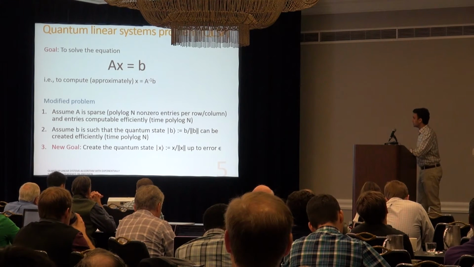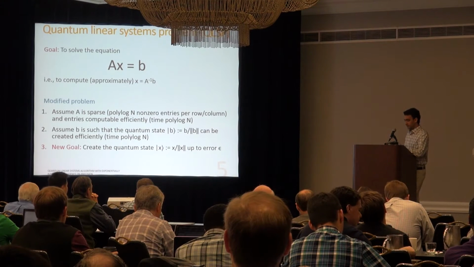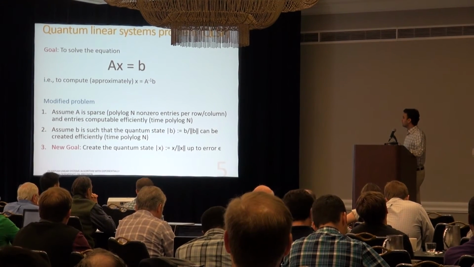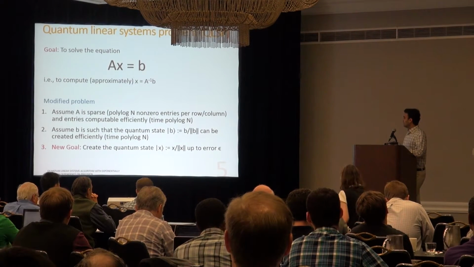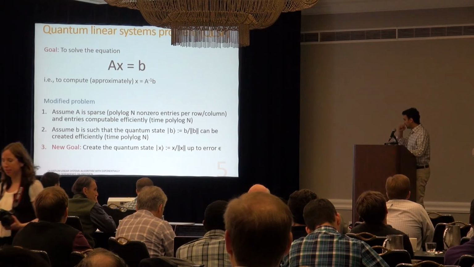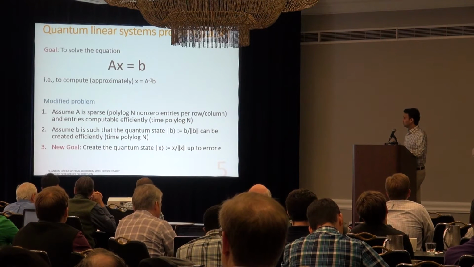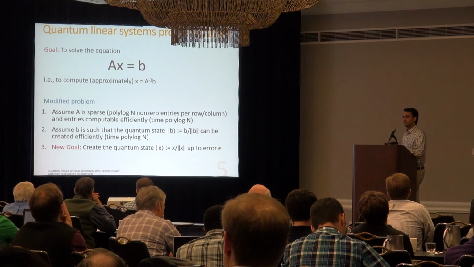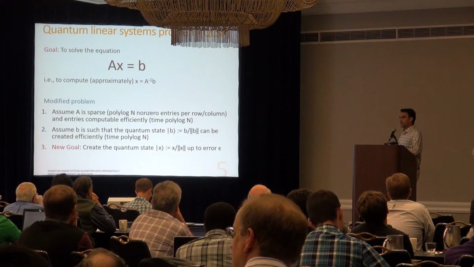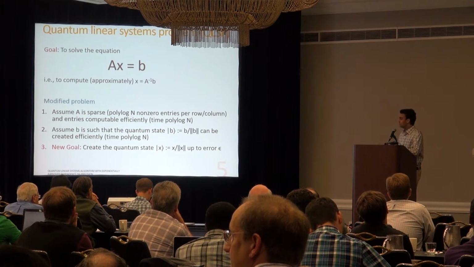And we've also changed the goal. The goal is no longer to output the vector x. You no longer need to just write it all down on a piece of paper or whatever. But instead, you just need to create the quantum state corresponding to x. And again, by this I mean a quantum state whose entries are proportional to the entries of x. So it's just x divided by the norm of x. You just need to output this quantum state. And again, we allow some error. So it's OK if you output this quantum state to error epsilon.